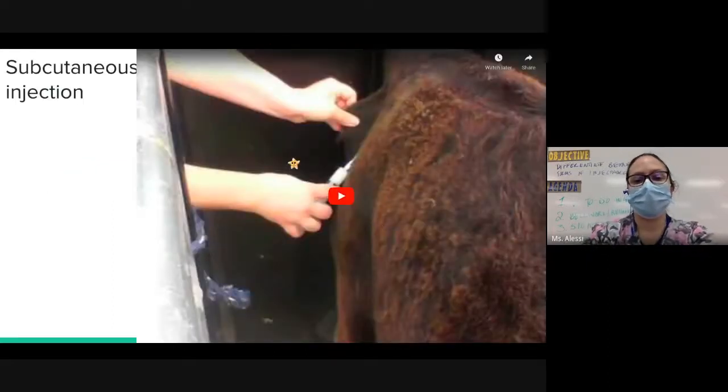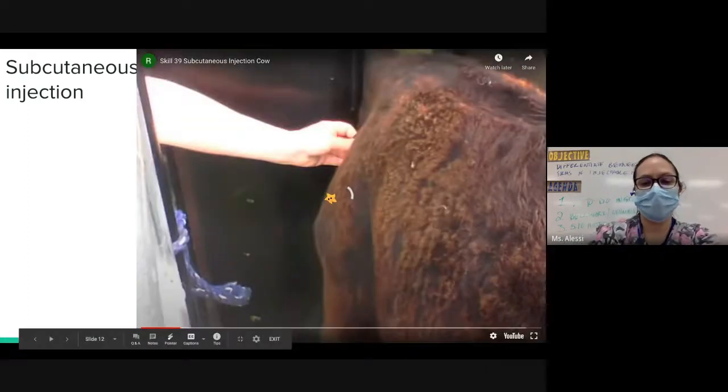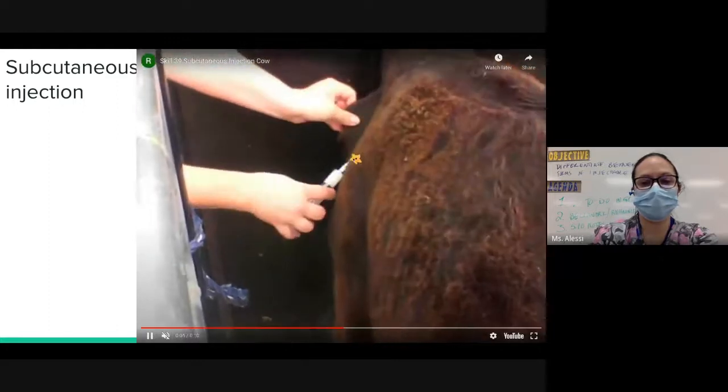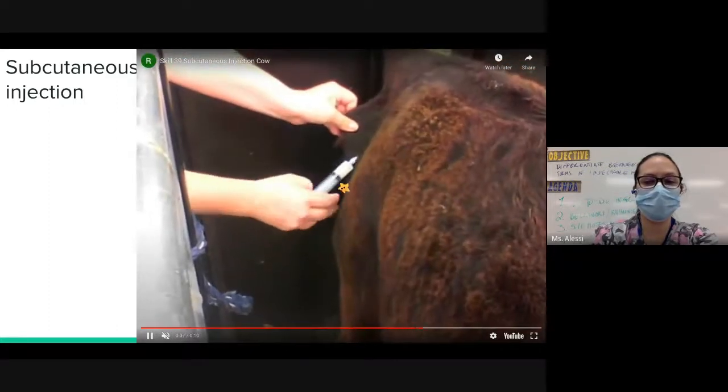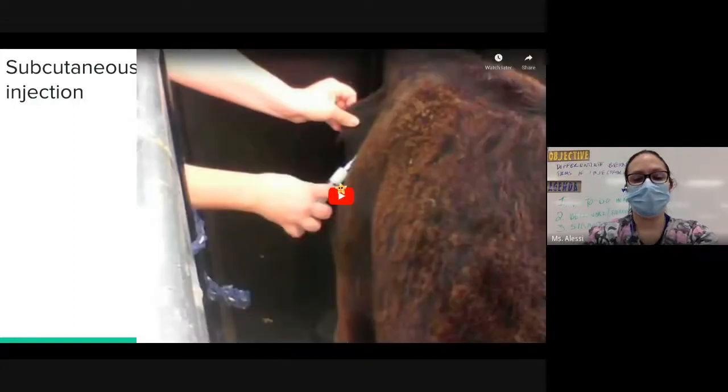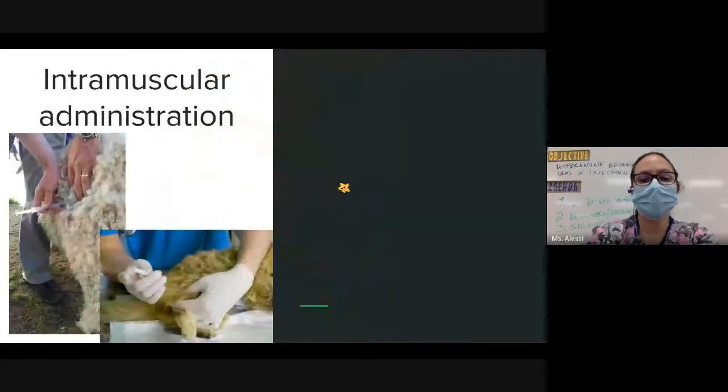All right, then we have another sub-Q injection on a cow. The cow is in a squeeze chute for restraint. Again, we've got that lateral neck. We already have the medication drawn up in the syringe. You can see that giant needle, bevel up, poke in, aspirate. There's nothing, so we can go ahead and inject that medication and then pull out. So that's sub-Q. Now we have intramuscular.